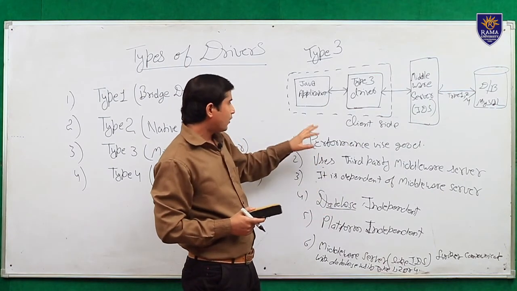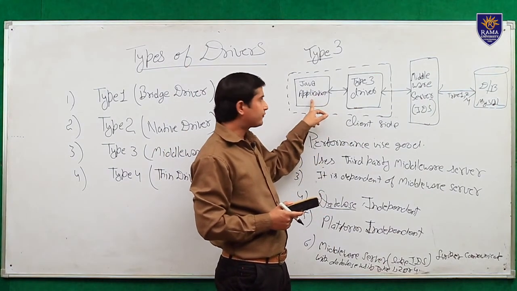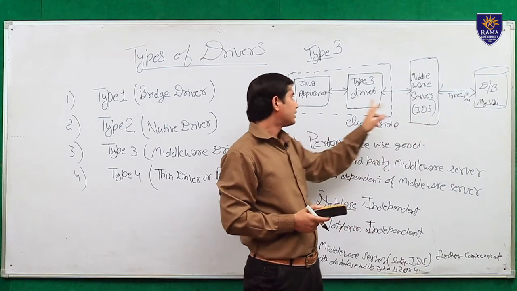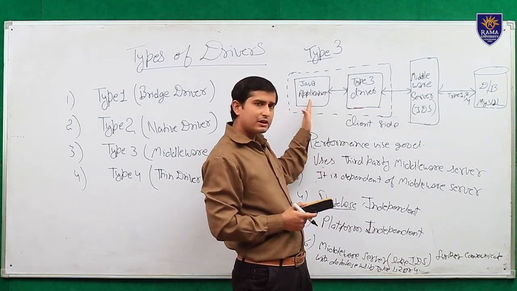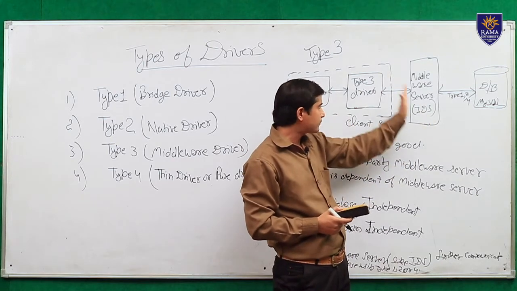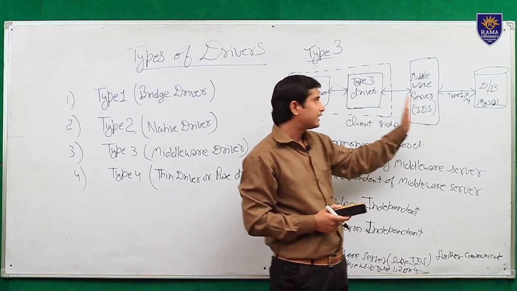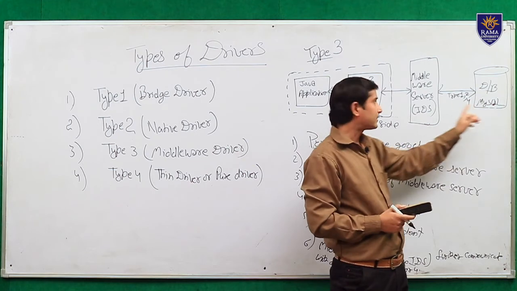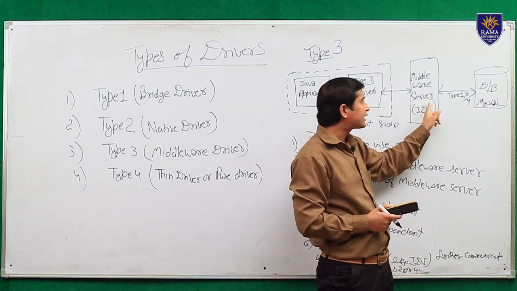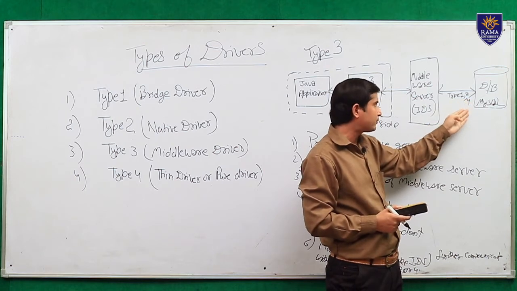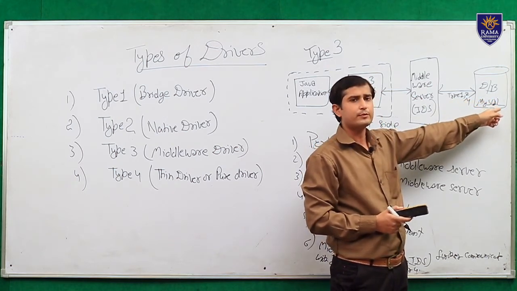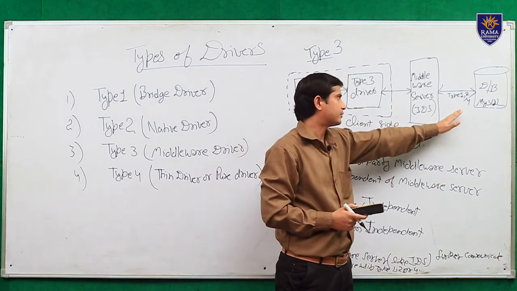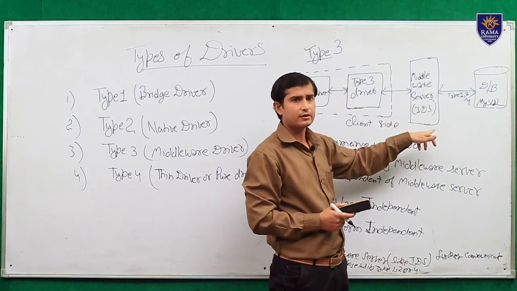Okay. What happens here? Your type 3 driver first transforms your Java calls into middleware server specific calls. Then these middleware server specific calls change into database specific calls. Further, this middleware server uses either a type 1, type 2 or type 4 driver to communicate with the database. But at the client end you do not have to worry about this, because it is all the headache of the middleware server. Okay.